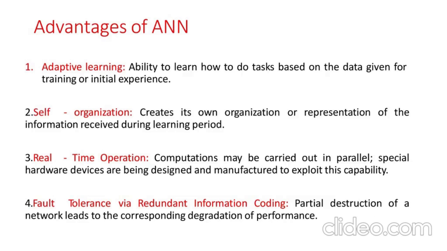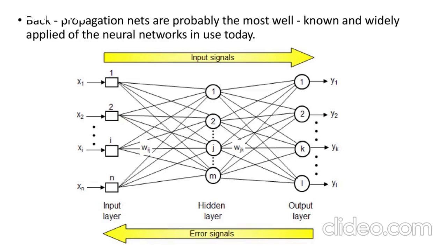Coming to the advantages of artificial neural networks, it is an adaptive learning technique. It has the ability to learn how to do a task based on the data given for training or initial experience. Self-organization is also possible in ANN, and real-time operation. Computations may be carried out in parallel. Special hardware devices are being designed and manufactured to exploit this capability. Fault tolerance via redundant information coding is also available in ANN. Partial damage leads to a corresponding degradation of performance. These are the advantages.